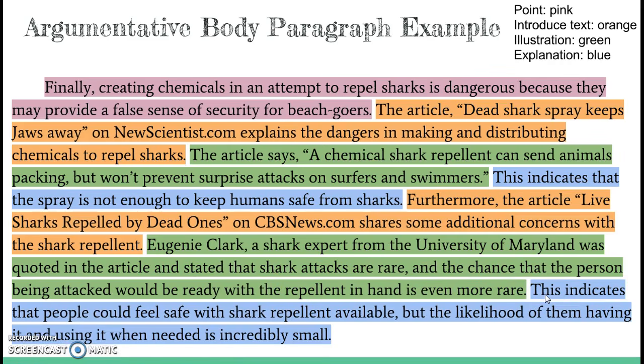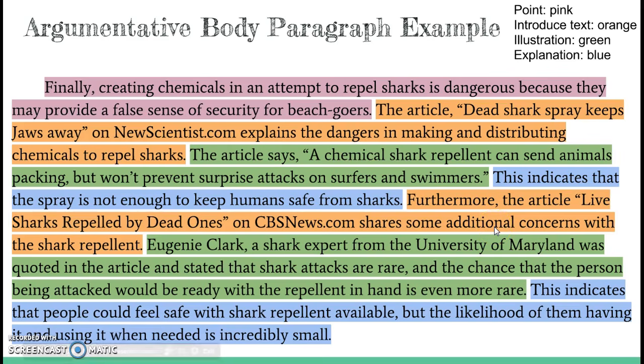This indicates that people could feel safe with shark repellent available, but the likelihood of them having it and using it when needed is incredibly small. So again, this is just an example. There are many different ways that your body paragraphs can look. Maybe you're only using one text, which means you would only have one orange sentence. Maybe your second illustration is a hypothetical example or a personal example, in which case you wouldn't have to introduce text at all.